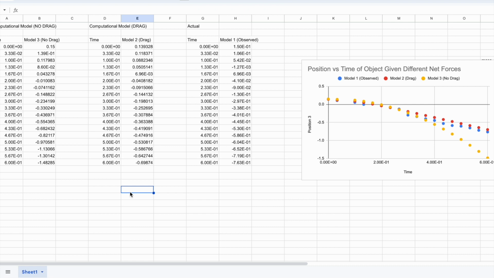So after looking at my different computational models and my actual model, I plotted position against time over 0.6 seconds. As you can see, the position of the computational model which accounts for drag is more similar to the observed model than the one that did not.